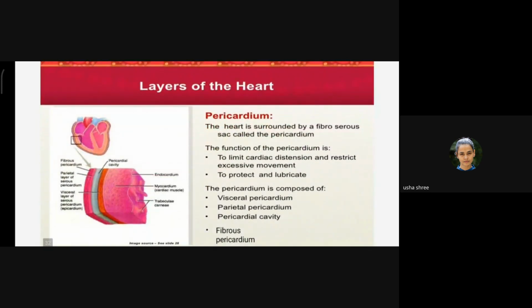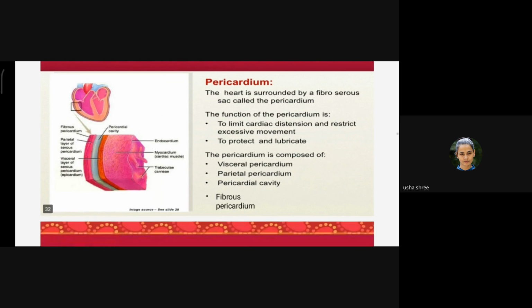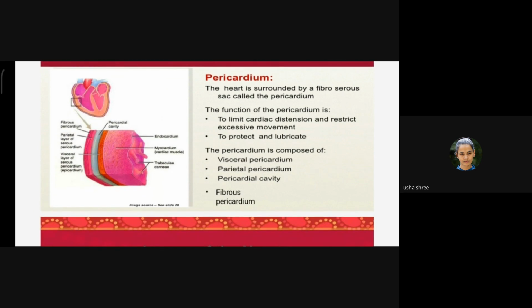Okay. Now, layers of the heart in detail. At first, pericardium. The heart is surrounded by a fibrous sac called the pericardium. The function of the pericardium is to limit cardiac distension and restrict excessive movement, to protect and lubricate. The pericardium is composed of visceral pericardium, parietal pericardium, pericardial cavity, and then fibrous pericardium.